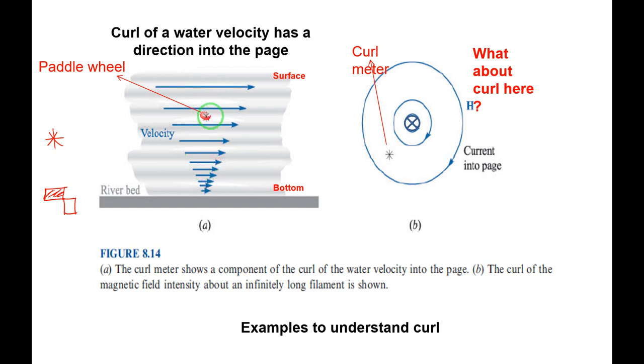So let me place the paddle wheel here. The paddle wheel experiences this velocity of water. So the velocity will be more here on the top, right? The velocity will be more, but the velocity will be less at the bottom. So finally the direction of rotation of this paddle wheel will be in the clockwise direction.